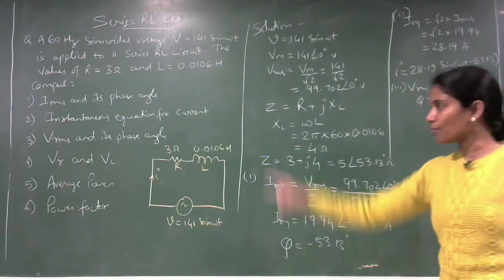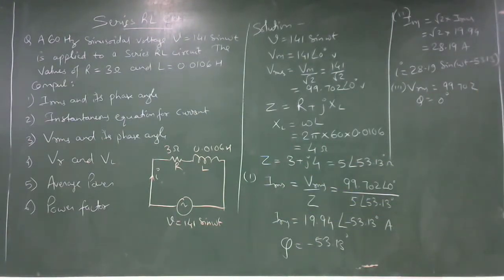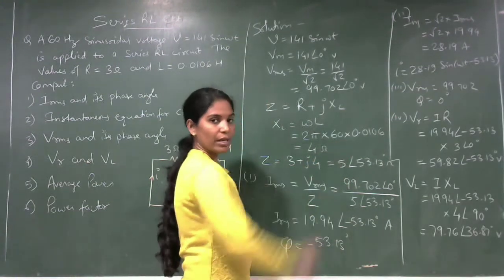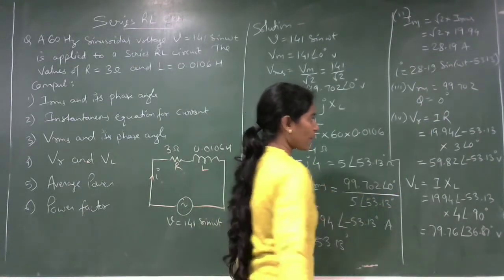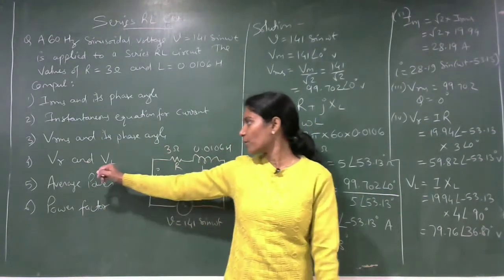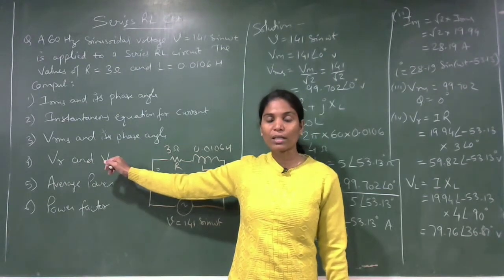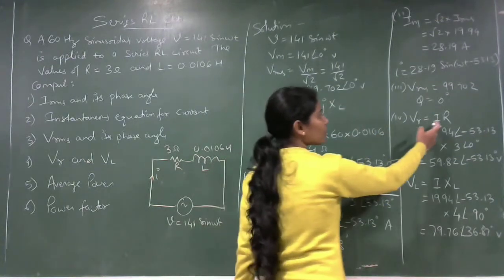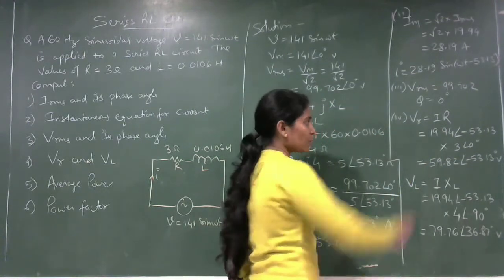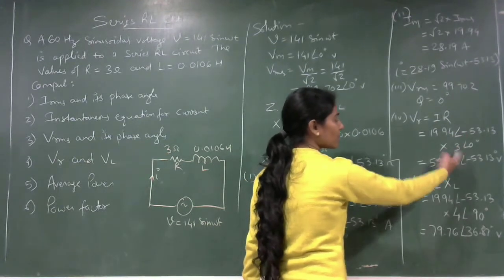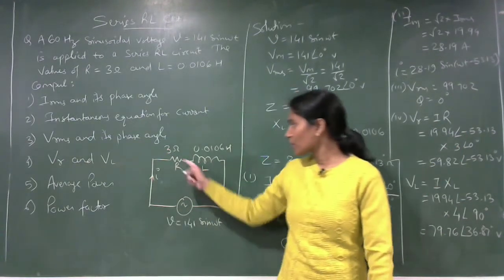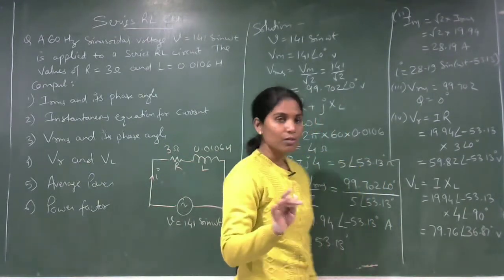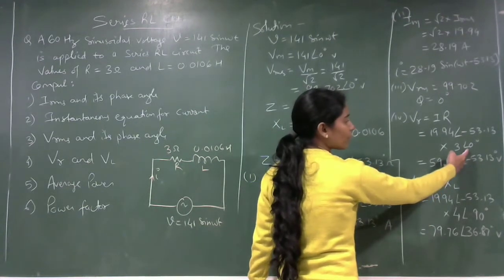Now what is the next bit? We have to calculate VR and VL, that is the voltage across the resistor and the inductance. So what will be the calculation? This is the calculation for VR and VL. What is VR? That is I into R. Nothing has been mentioned in the question about whether to give the RMS or peak value, so we have to take the RMS value. If nothing is given, that means we take the RMS value. So VR is IRMS into the resistance value. Resistance is given as 3 ohms. And we know that resistance is always in the reference line, which has a phase angle of 0 degree. So I have represented it like this.